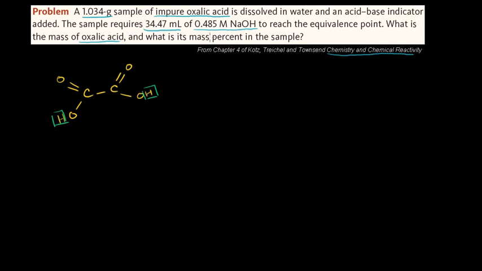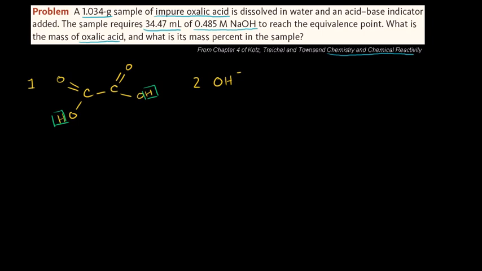Now, when you put sodium hydroxide in the water, it really just dissolves, and you can really just think of it as hydroxide. Each hydroxide can nab one of the hydrogen protons. So for every one molecule of oxalic acid, you're going to need two hydroxides, one to nab this hydrogen proton, and another one to nab that hydrogen proton.